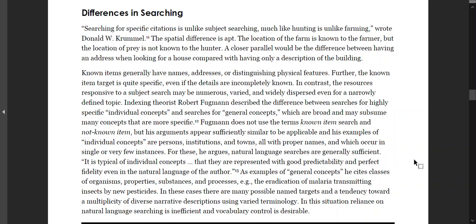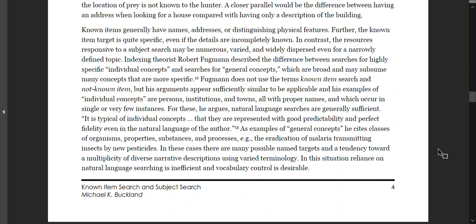For these, he argues, natural language searches are generally sufficient. It is typical of individual concepts that they are represented with good predictability and perfect fidelity even in the natural language of the author. As examples of general concepts, he cites classes of organisms, properties, substances, and processes, such as the eradication of malaria-transmitting insects by new pesticides. In these cases, there are many possible named targets and a tendency towards a multiplicity of diverse narrative descriptions using varied terminology. In this situation, reliance on natural language searching is inefficient and vocabulary control is desirable.